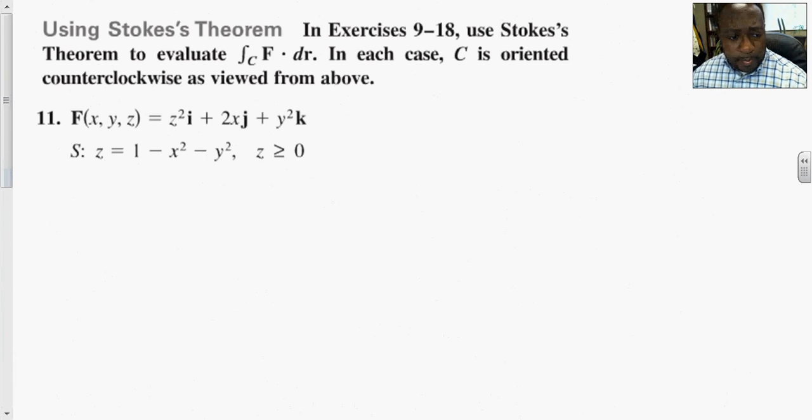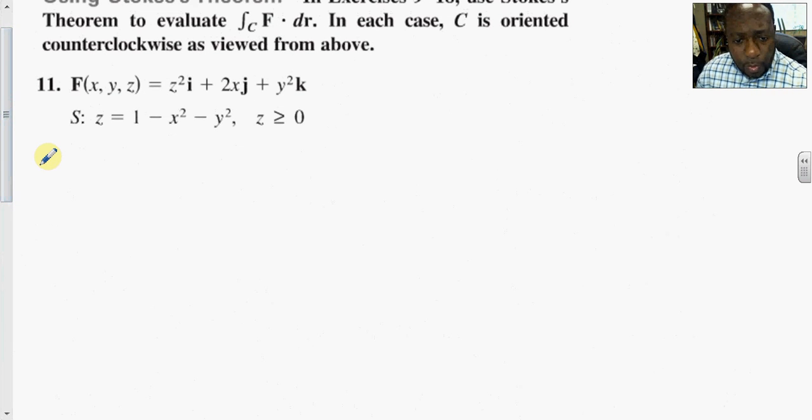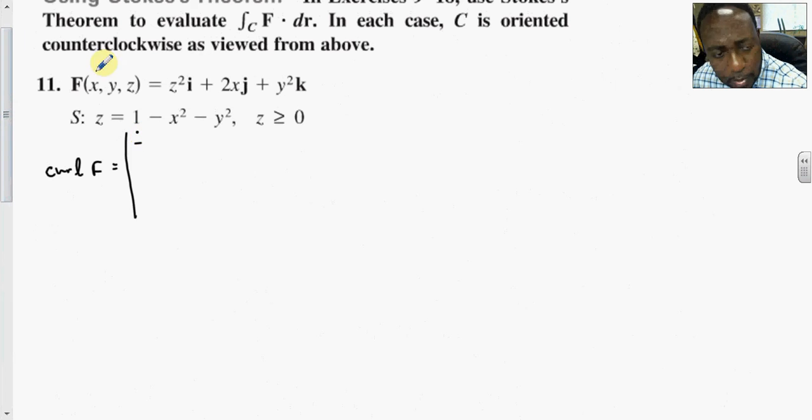Let's look at another problem. Again, we need the curl, and then we need the gradient. So let's get the curl first. So the curl is the determinant with i, j, k, the partial with respect to x, partial with respect to y, and the partial with respect to z. Then we need m, n, and p.